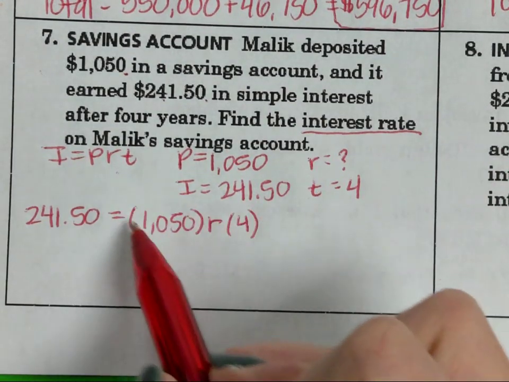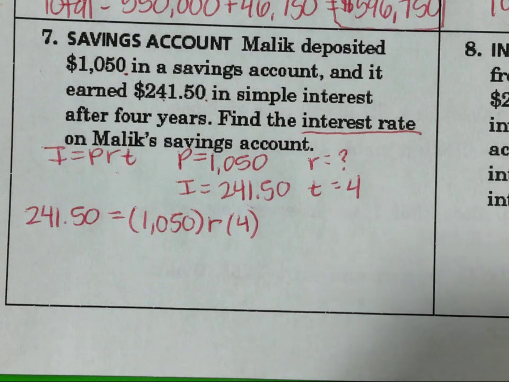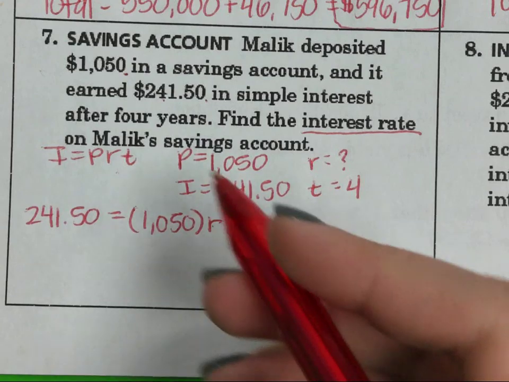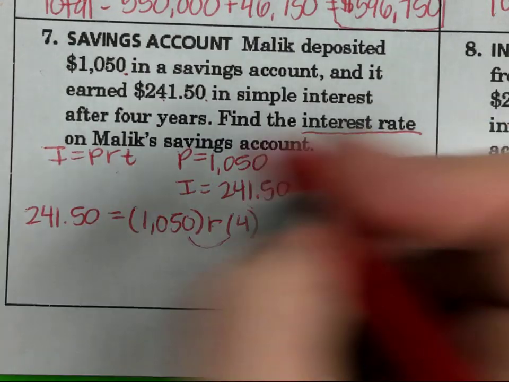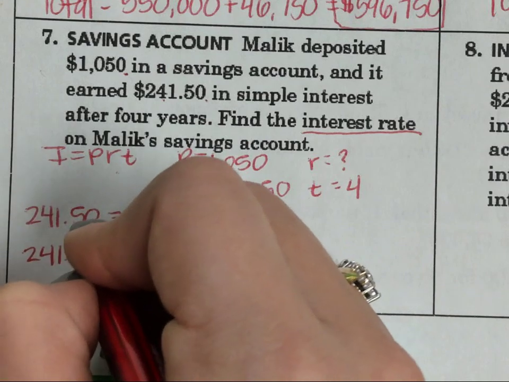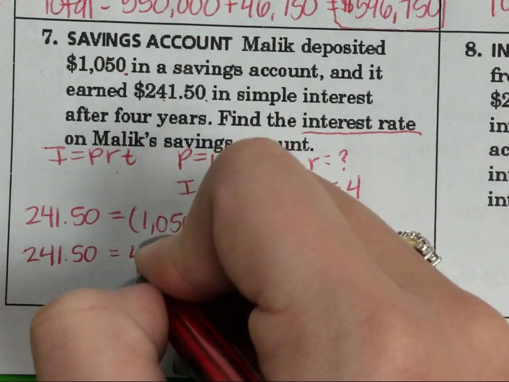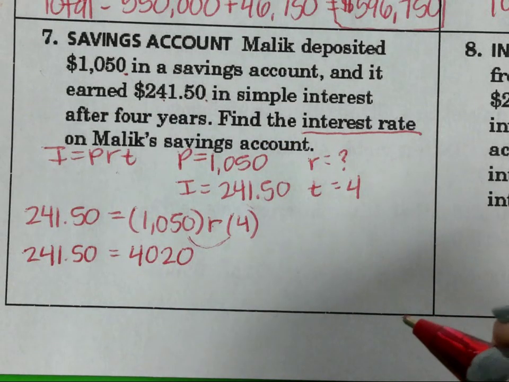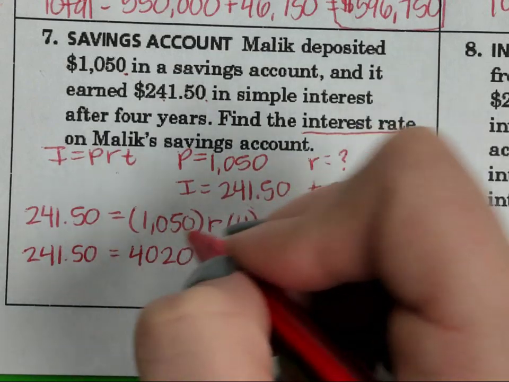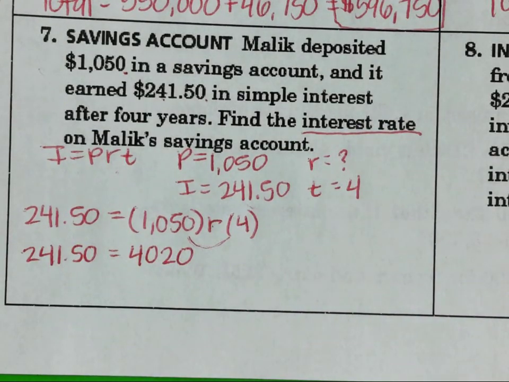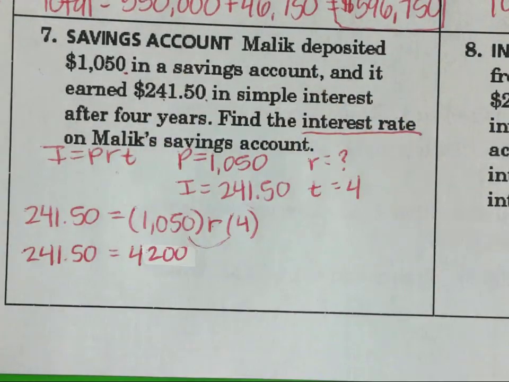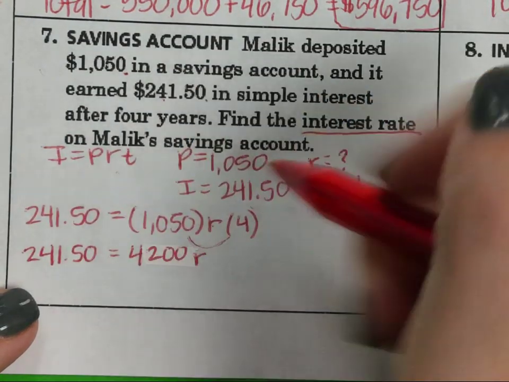So what do you think I have to do over here first? Multiply. This means that it's 1,050 times R times 4. So we can go ahead and multiply these two numbers. 4,200 or 4,020? Messed up again. So it's 4,200 what? Times R. I can't forget about my R up there.